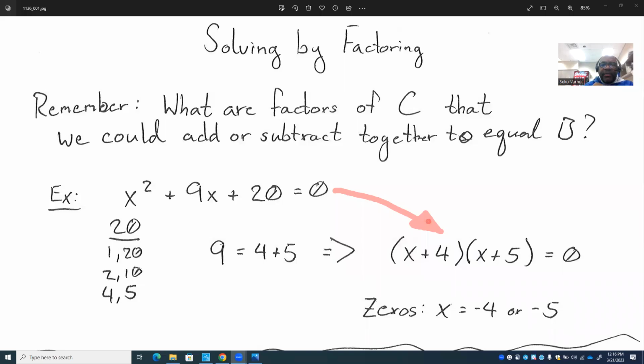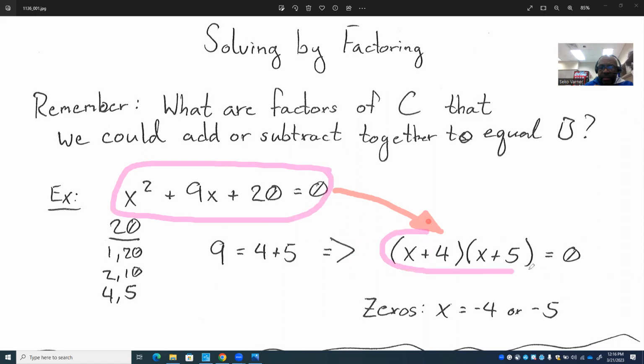So we're dealing with solving by factoring. Let me show you what I mean by solving by factoring. We want to be able to take this, you see this whole thing here, x squared plus 9x plus 20, and we want to find out how we can end up with this. And I want to show you a pretty easy way we can go from here to here.